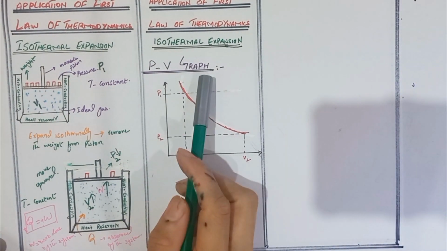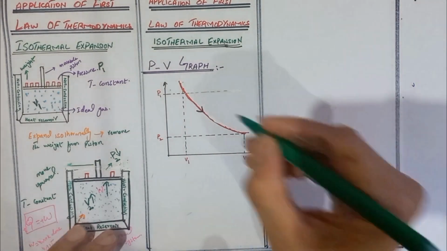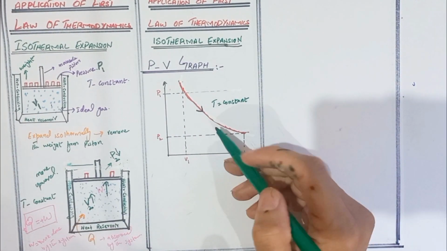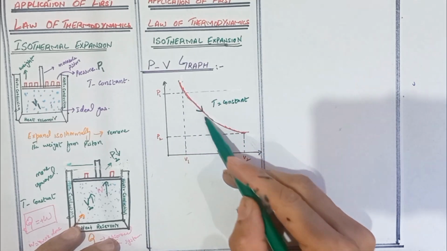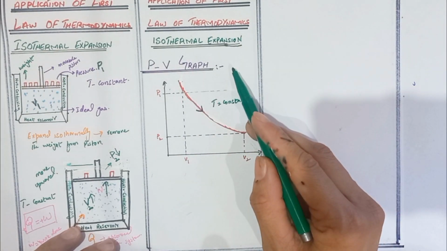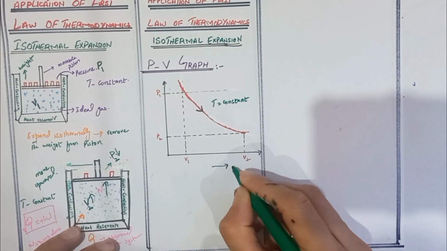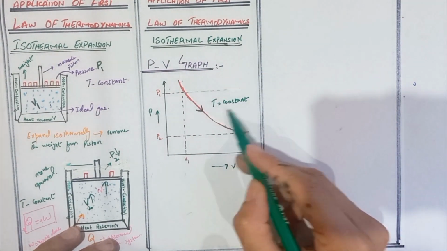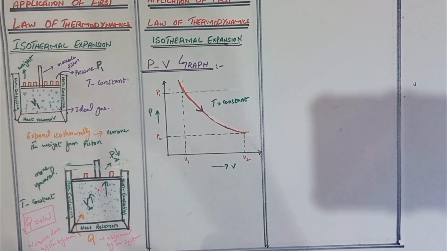Now we discuss the PV graph of the isothermal expansion. We know that in isothermal process, temperature is constant. This graph shows that when the pressure is decreased, volume is increased in the isothermal expansion. On the x-axis we take the volume, and on the y-axis we take the pressure. When pressure is decreased, volume is increased, and temperature is constant.